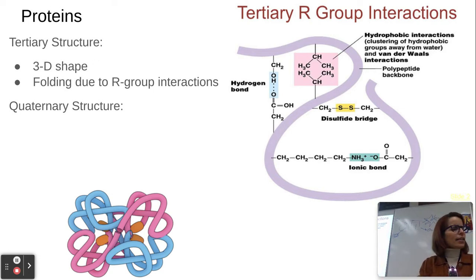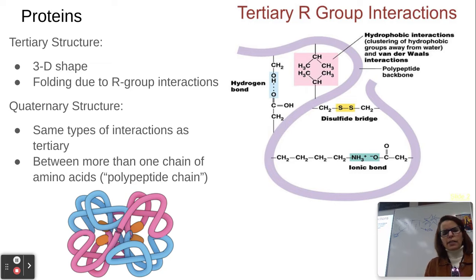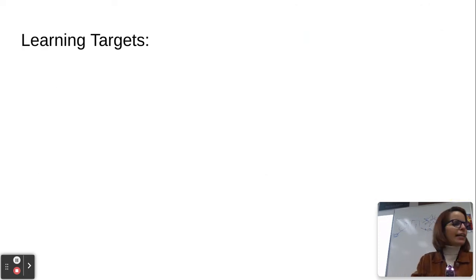And then the last type of structure is called quaternary structure, and that's this pink and blue diagram down at the bottom. When you have more than one chain of amino acids, they all kind of glob together and you see the same interactions. There's R group interactions, there's hydrogen bonding, there's all the same interactions, but it's between more than one chain of amino acids. So they're showing 4 chains of amino acids in that diagram. Yes. So a protein might be several amino acid chains put together. All right, moving on.